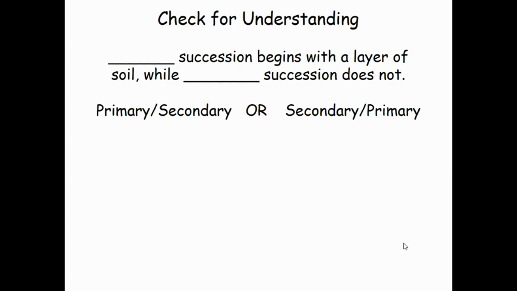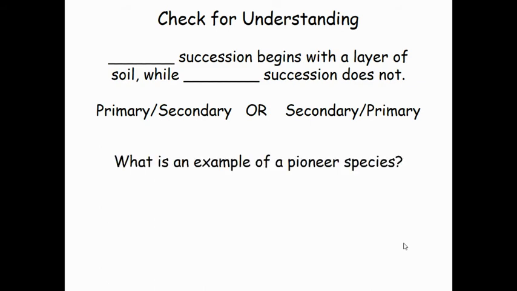Okay, blank succession begins with a layer of soil, while blank succession does not. You might want to take a look back at number 15 and 16 if you can't remember. Yeah, so secondary succession needs soil, primary succession does not. So that would be the second combination.